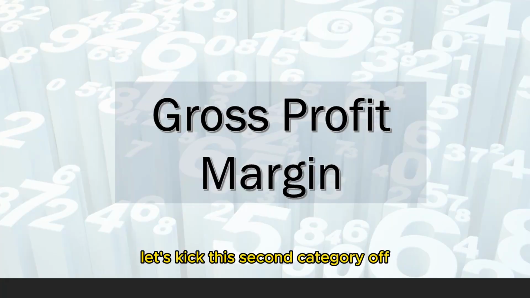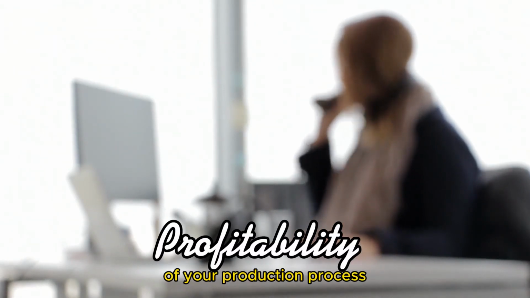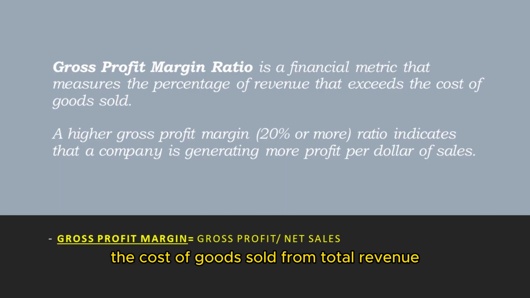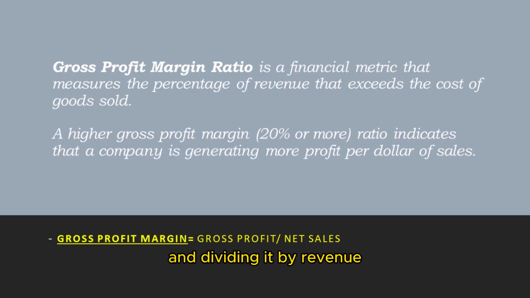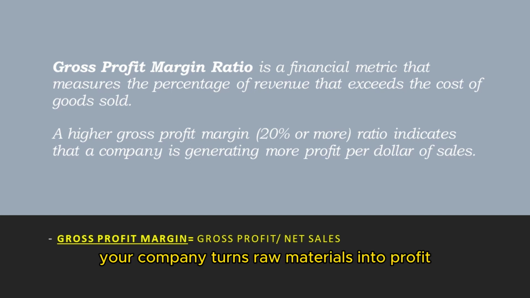Let's kick this second category off with the gross profit margin. Imagine you're running a factory. This ratio reveals the efficiency of your production process. It's calculated by subtracting the cost of goods sold from total revenue and dividing it by revenue. Calculation done, you get a percentage that showcases how effectively your company turns raw materials into profit.